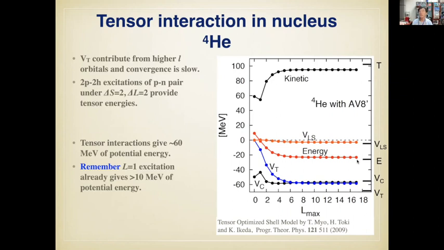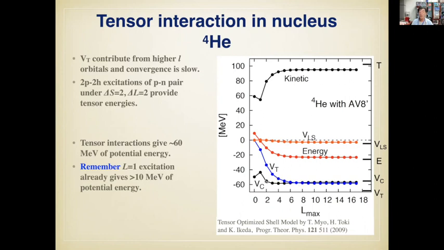The tensor force interacts only with the proton-neutron pair, not the neutron-neutron pair or the proton-proton pair. And so to converge to this energy, of course, you have to go to L higher than delta L of 8 or so.